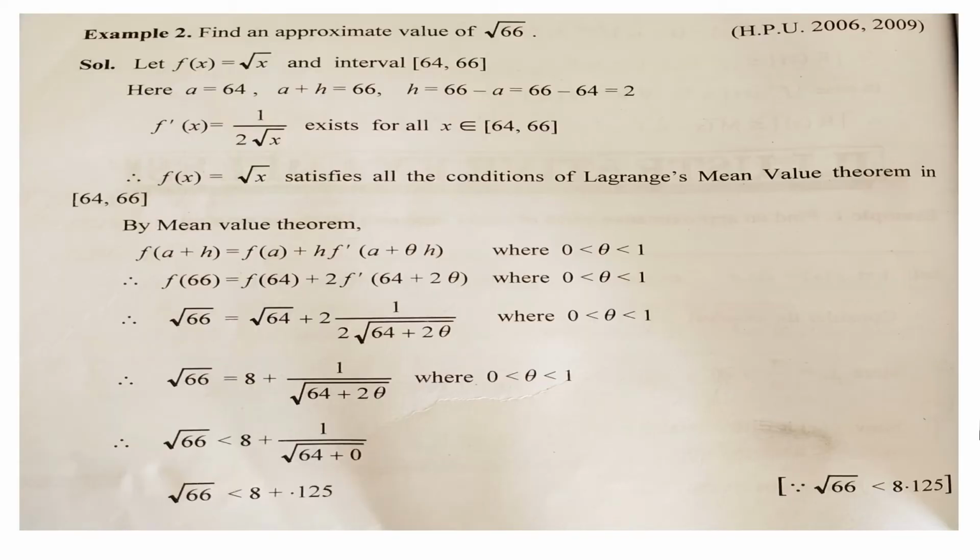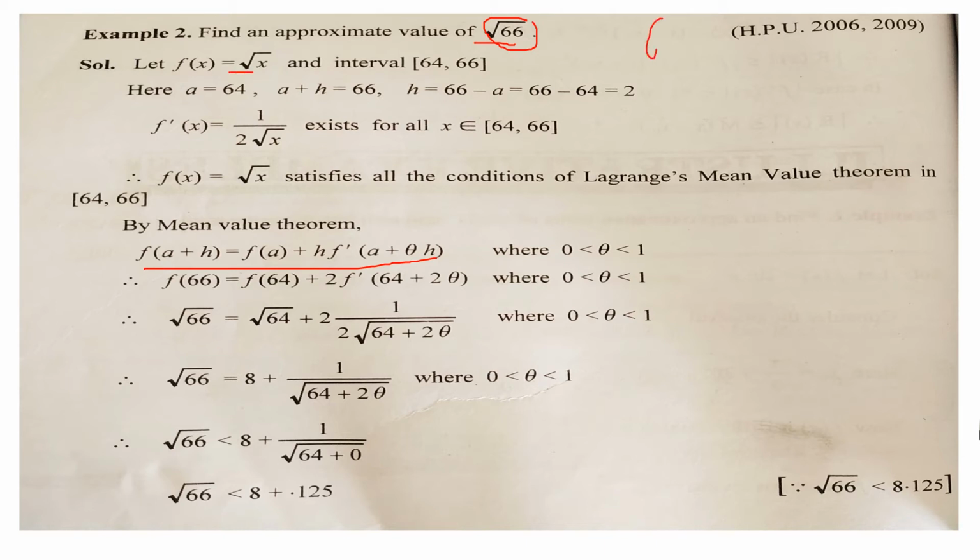Now we have to find the value of √66. Generally we will use another statement. In the previous equation we used (f(b) − f(a))/(b − a) = f'(c), but generally we will use this statement of the mean value theorem. Always according to this you have to assume the function. Here it is given √66, so we will take the function √x.